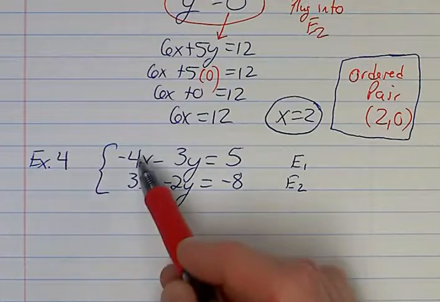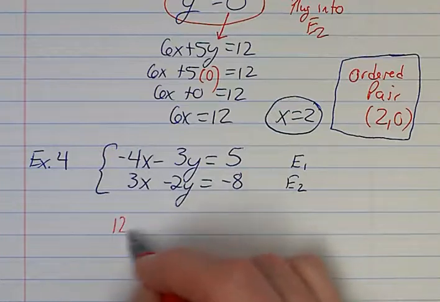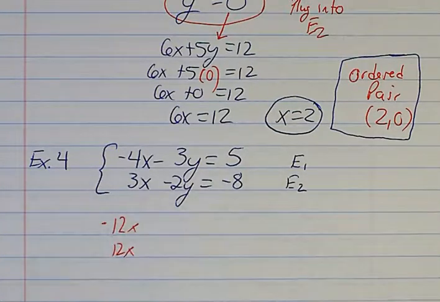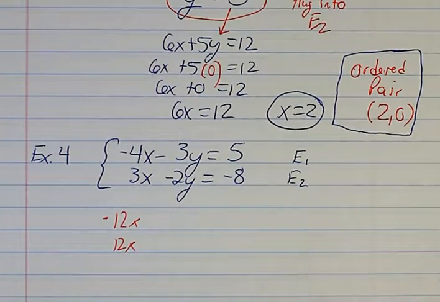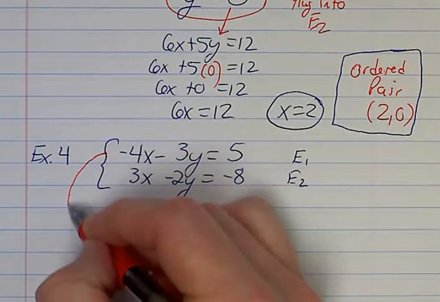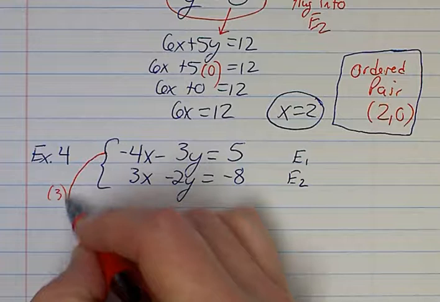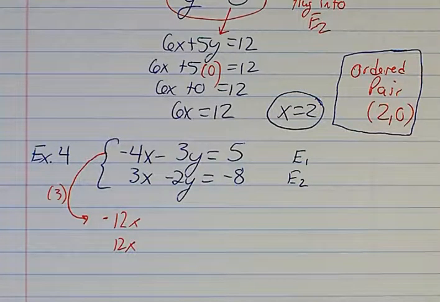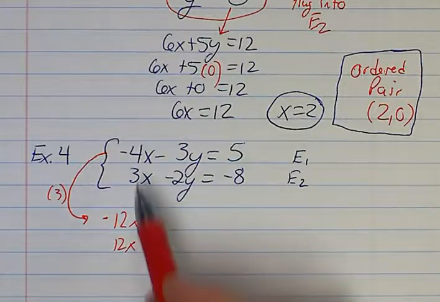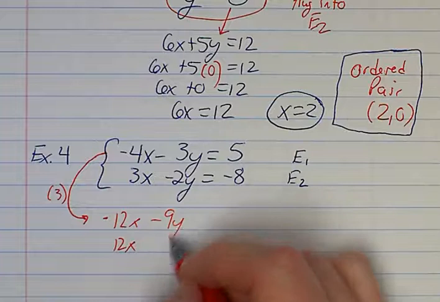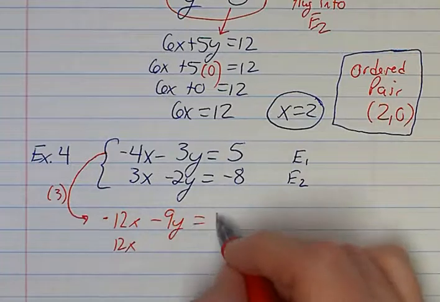So 4 and 3, the first number they have in common is 12, so both of these are going to be 12x. This was negative, so leave it negative. That one was positive, so leave it positive. And now all you're going to do is tell me, all right, if I go from negative 4 to negative 12, what have I got to multiply by? I multiply by 3, right? So we're going to take everything in equation 1 and multiply it by 3. Okay, so we got 3 times negative 4, 3 times negative 3 is negative 9, and 3 times 5 is 15.